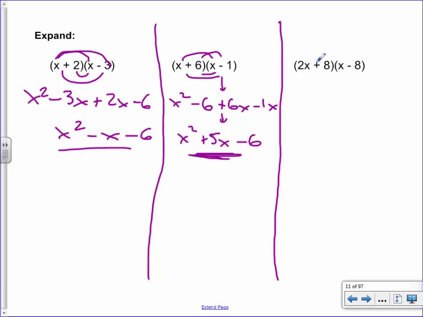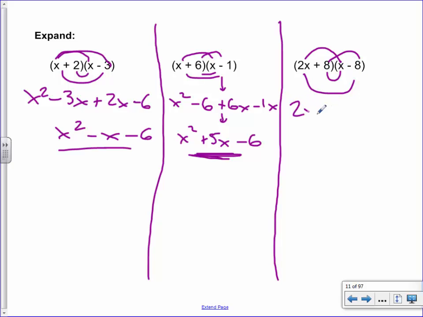Do you guys have a specific method that Juan showed you as to which order to do it in, or did he just let you do it whichever way worked? Like, do you always do first, outside, inside, last? When you FOIL? Just did what he did. Okay. Because it doesn't really matter whether you do this one times that one first, and then this one next, and then this one. You can go in any order you want, as long as they all get multiplied.